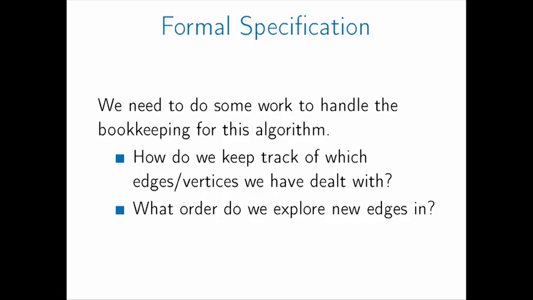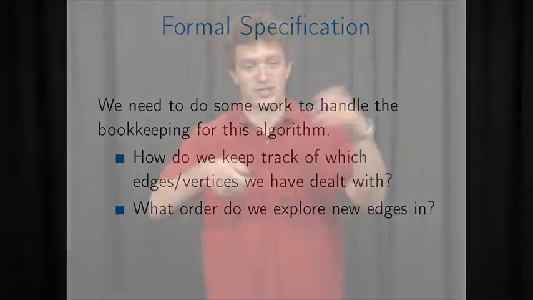Okay, that's a reasonable algorithm and it does work. But in order to really code this up, you need to do some work to handle the bookkeeping that's required for this algorithm. You need to keep track of which vertices you've discovered and which edges you've dealt with, which edges you've actually checked and which ones you haven't. You also need to know what order to explore new edges in. If there are several possible edges to follow, which one do you follow next? And so, what we're going to do now is talk about a specific way to implement this and deal with these bookkeeping issues.